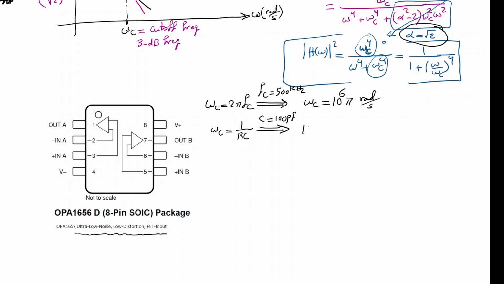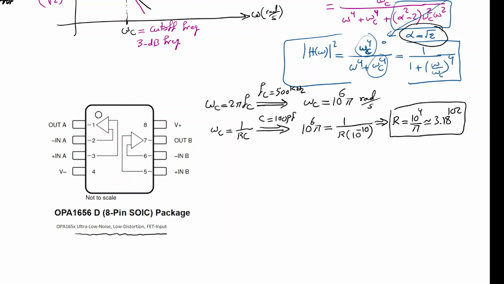So we get 10 to the 6 pi radians per second equal to 1 over R times 100 picofarad, which is 10 to the negative 10. If we solve this, we get R equal to basically just 10 to the 4 divided by pi, which is roughly 3.18 kilo ohm or 3.2 kilo ohm. That's a reasonable value. So if you want 10 times less than this, you can play the game and increase the value of the cap by 10 times. If you want 10 times more than this, then you can reduce the value of this cap by a factor of 10. So that's how we play.